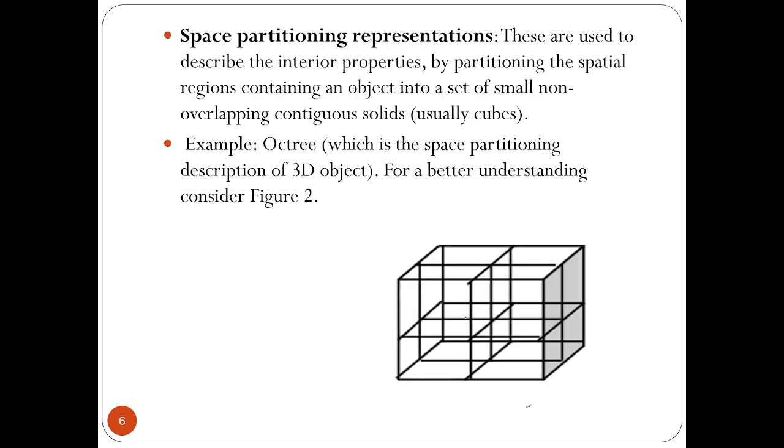Next, space partition representations. These are used to describe the interior properties by partitioning the spatial region containing an object into a set of small, non-overlapping, contiguous solids. For example, an octree, which is a space partitioning description of a 3D object. For a better understanding, consider the figure. This is the cube.